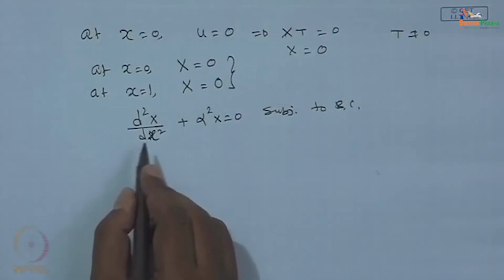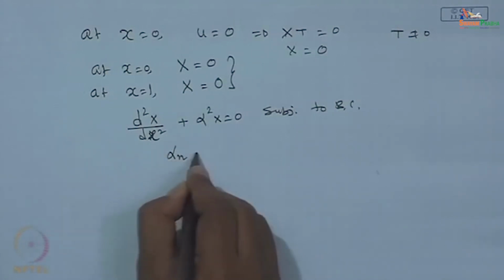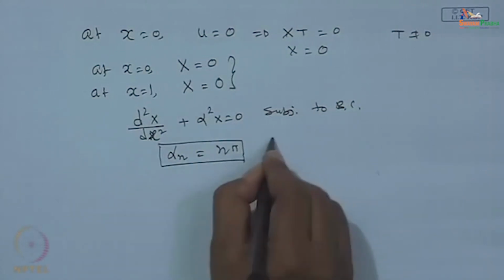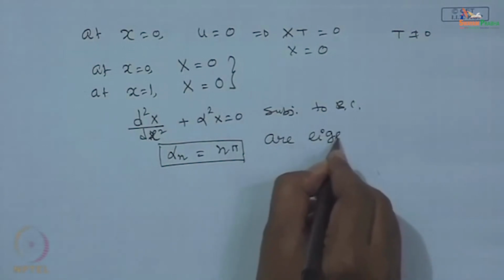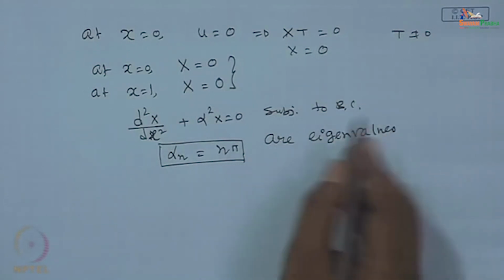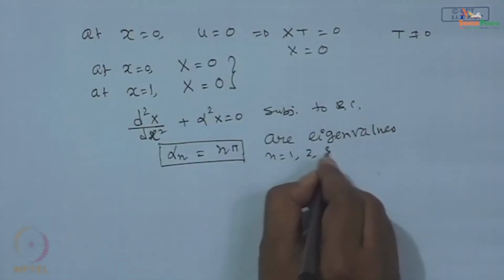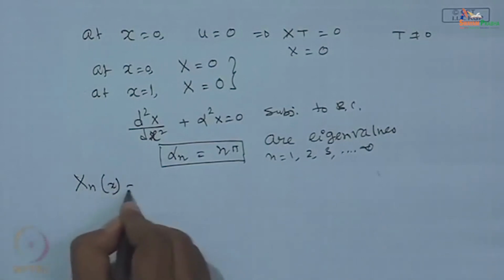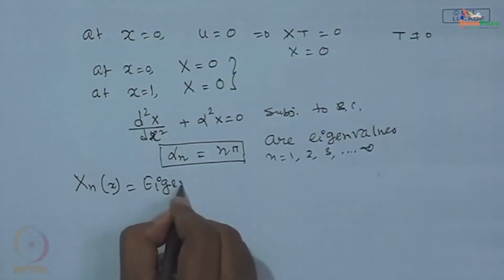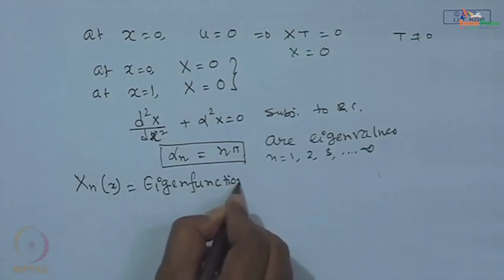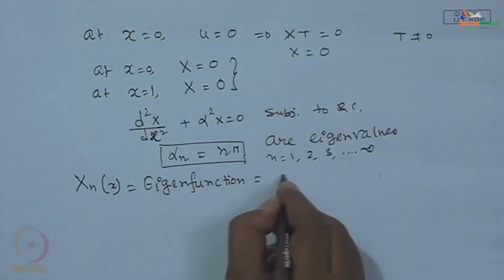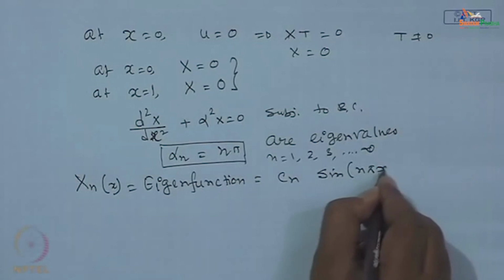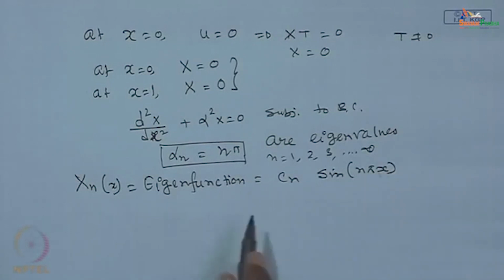So, therefore, we can write alpha n is equal to n pi are eigenvalues, where n is equal to 1, 2, 3 up to infinity, and the corresponding eigenfunctions are X n is equal to C n sin of n pi x. So, these are the eigenfunctions.